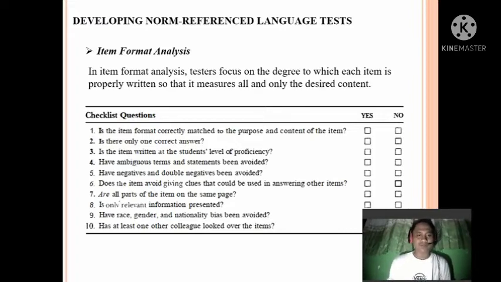Okay, we must know about the format. Is the writing at the student level or proficiency, the same student level or not? Have ambiguous terms and statements been avoided? Have negatives or double negatives been avoided? Does the item avoid giving clues that could be used in answering another item? Okay, the format is like this.